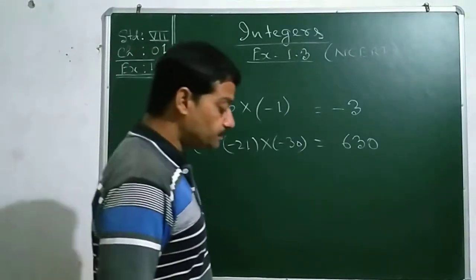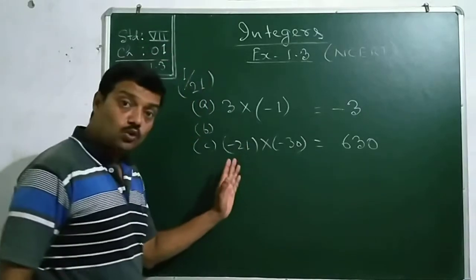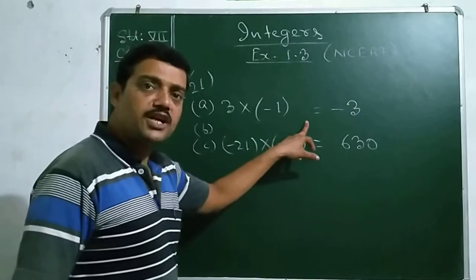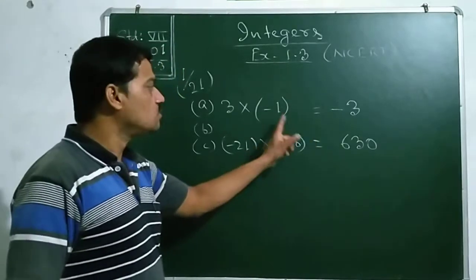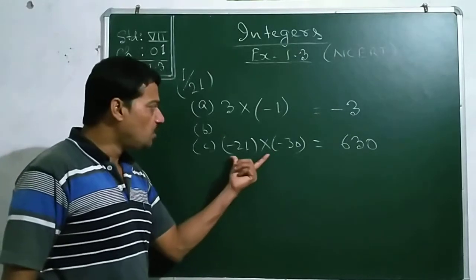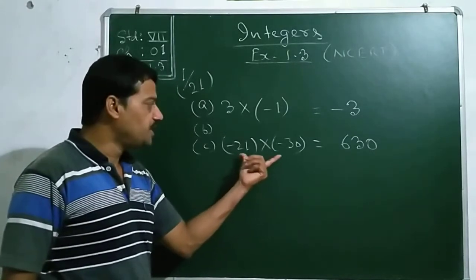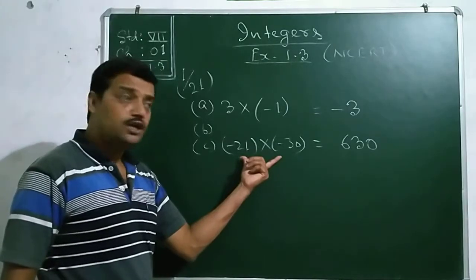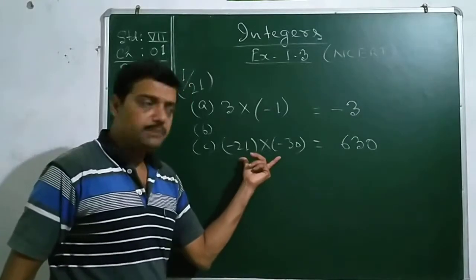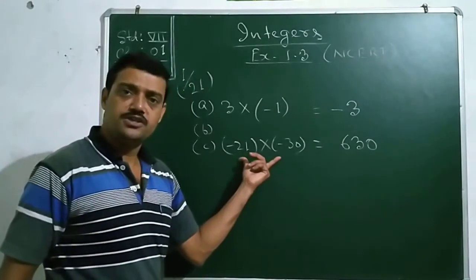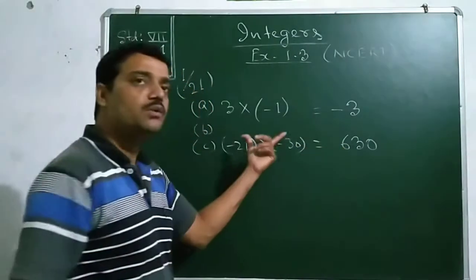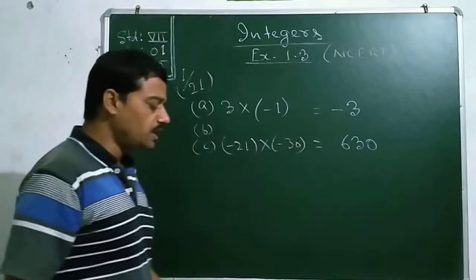Come to question 2. Before going to question 2, one more thing, keep in mind what I explained in the previous class. If the number of negative integers is odd, then the sign of the product will be negative. If the number of negative integers is even, then the sign of the product will be positive. Follow that rule and you will get question 1 very easily.